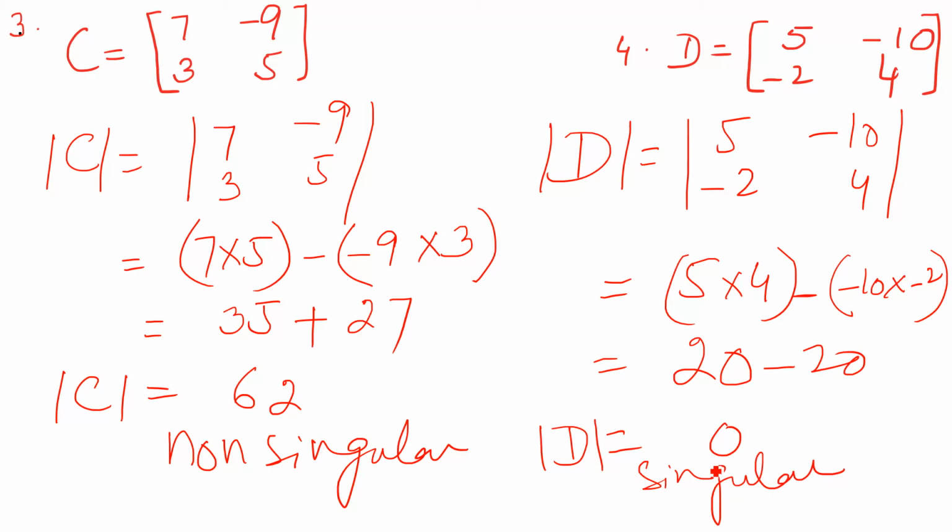A matrix is said to be a singular matrix if the determinant of that matrix is equal to 0, and if it is not 0, it is called non-singular, right?